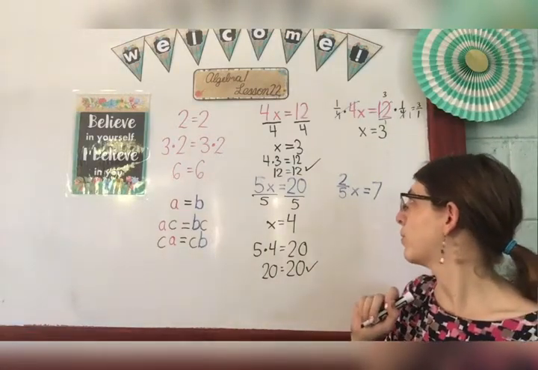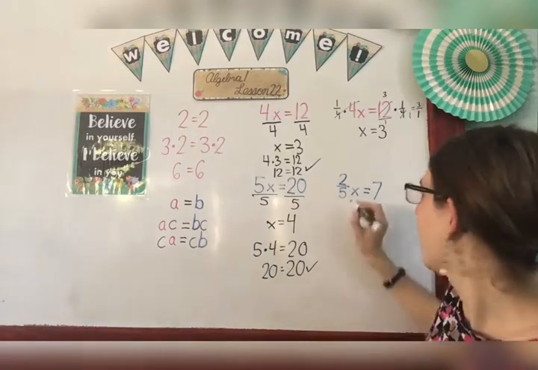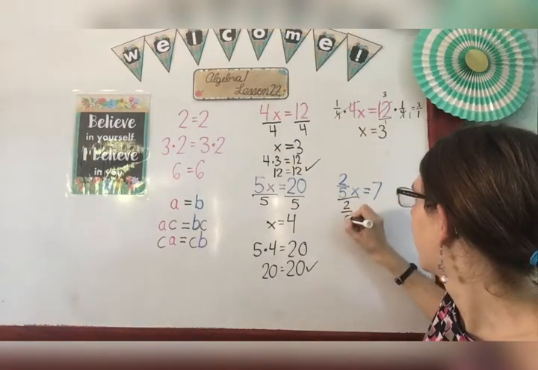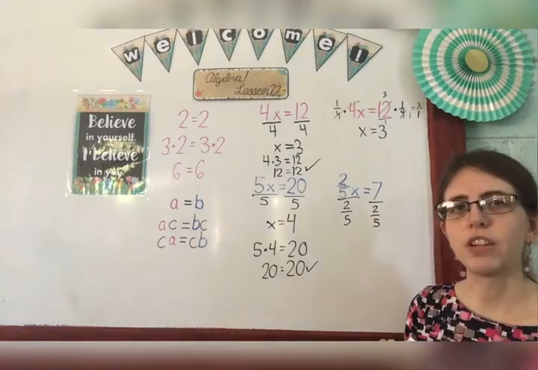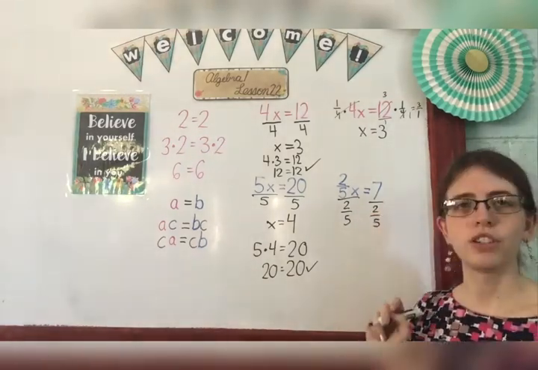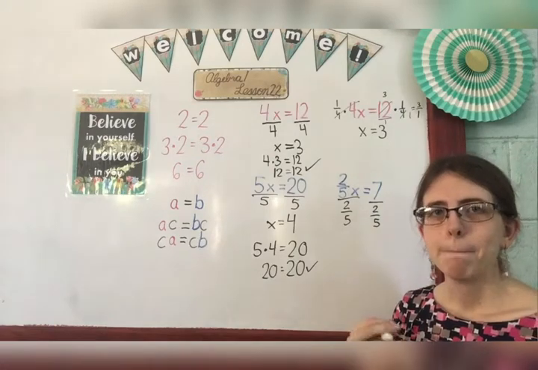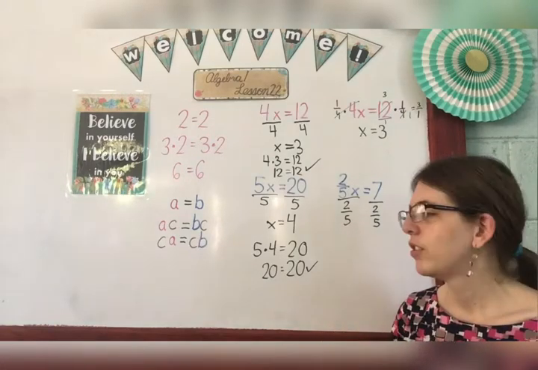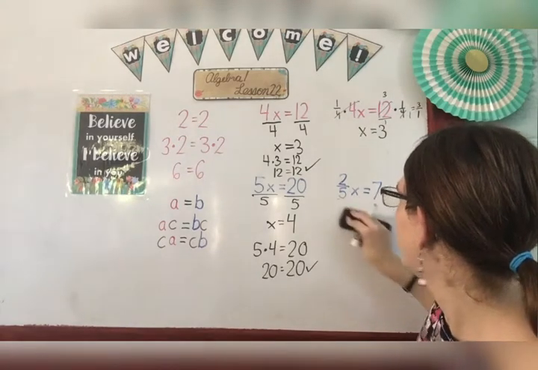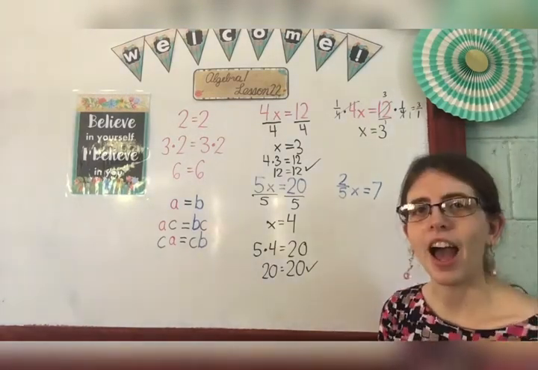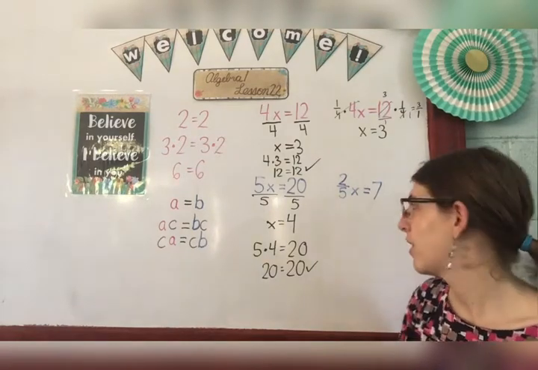2/5 x equals 7. If I divide by 2/5, this is possible. Okay, you can do that. You just have to understand that then you have to flip it in order to do the division. But that's a little bit more complicated, right? So I don't want to do that. I want to do something that's a little bit easier to visualize. So instead, I'm going to choose to multiply by the reciprocal.